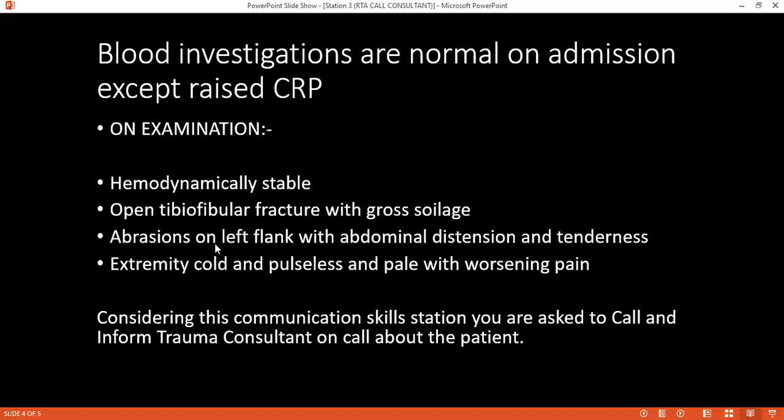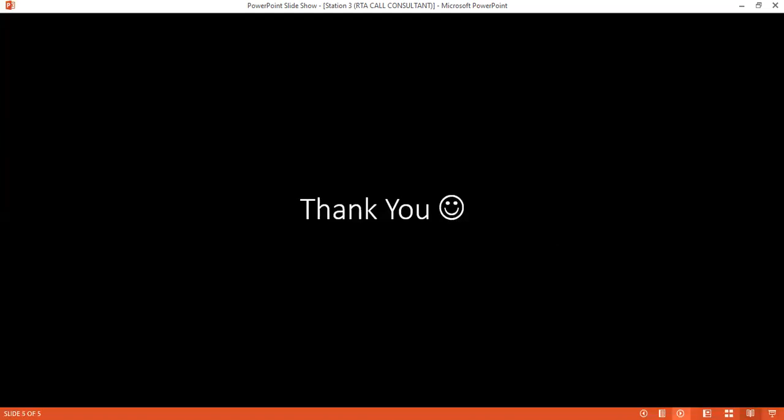And there are abrasions on the left flank. So left flank is a splenic injury, most possible, and there is abdominal distension and tenderness. So that you have to monitor. And then extremity. So these are the 2-3 things that you have to do in immediate plan. And then, the other plan, you'll hear the recording again.